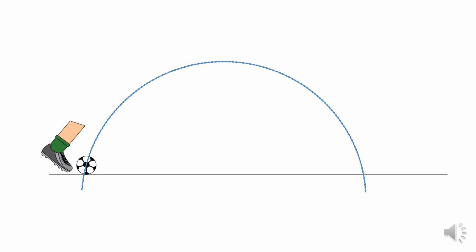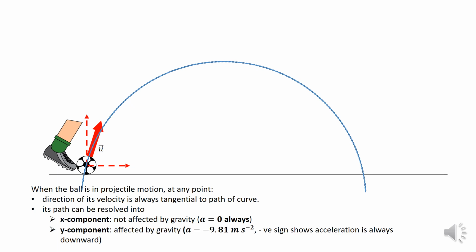So when the ball is projected up into the air, at any point in time, you can see that the direction of the velocity, which is denoted by the arrow here, is always tangential to the path of the curve. And this velocity here can be resolved into an x component and a y component.